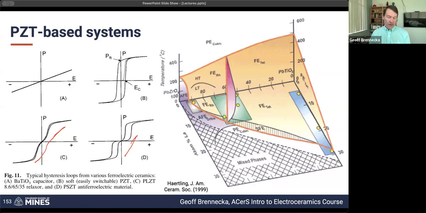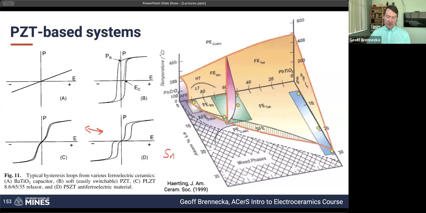Not shown on this diagram, but to stabilize these kinds of antiferroelectric responses, a lot of times we will add either lanthanum or niobium as a donor dopant, and we'll also add tin or hafnium, tin to stabilize the antiferroelectric response way down on the zirconium-rich end.